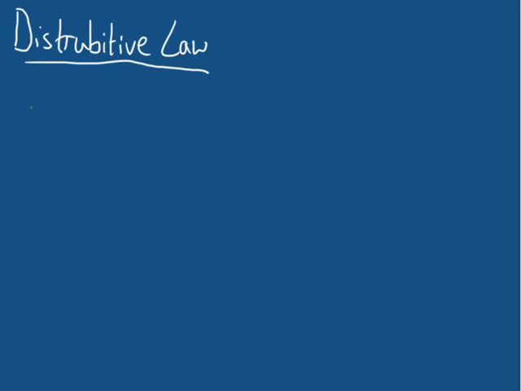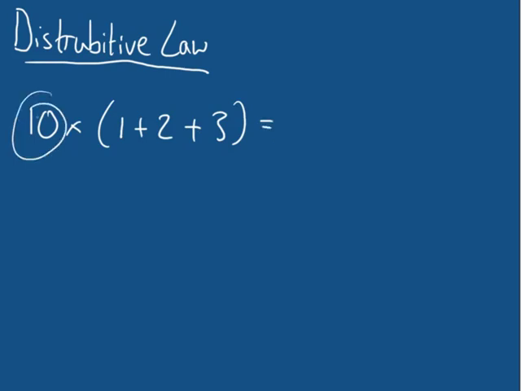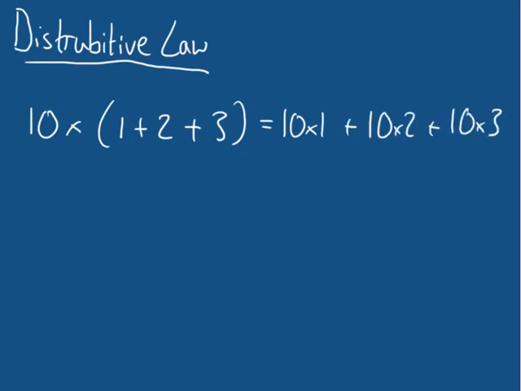If I had 10 multiplied by 1 plus 2 plus 3, so again we're adding a series of numbers together, we're taking the result of that and we're multiplying it by a number. This is the same as taking that number, multiplying it by each individual element, and then adding together those smaller results. So it's the same as saying 10 times 1 plus 10 times 2 plus 10 times 3. And we can see that as we work through.